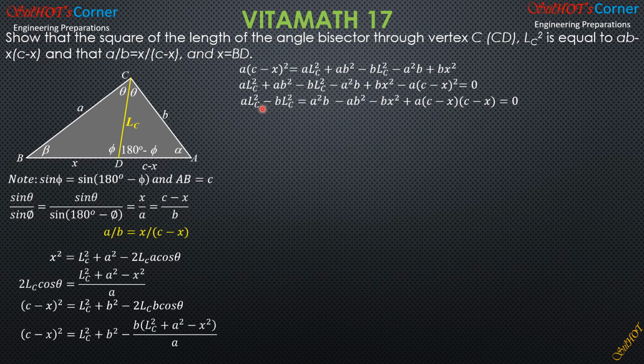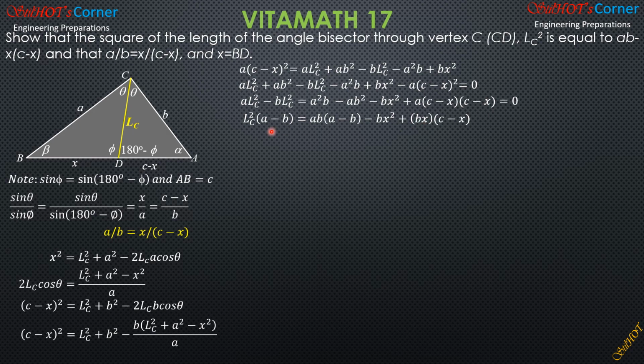We then factor out L_c squared. Then we'll have (a minus b) here equals ab(a minus b), then minus b x squared. Then take note that this a times (c minus x) here is equal to bx from this equation. Take note, a times (c minus x), cross multiply. So that's a times (c minus x) equals bx. So we replace this by bx, and this is it.